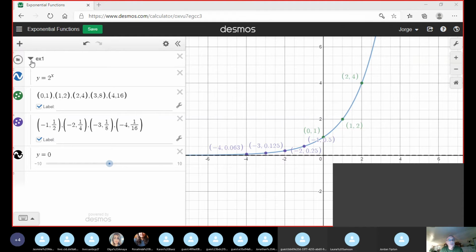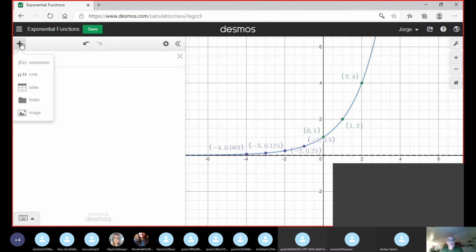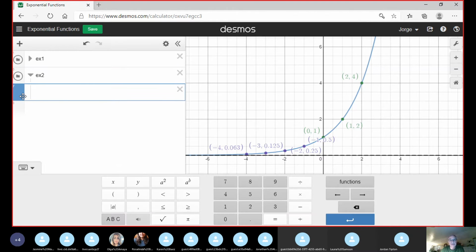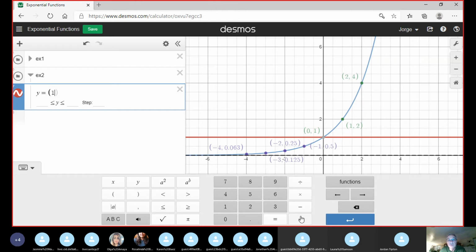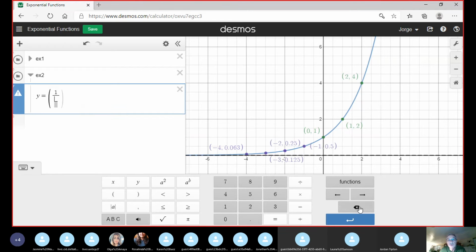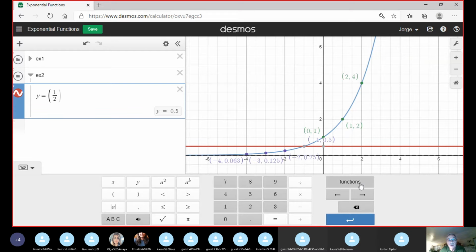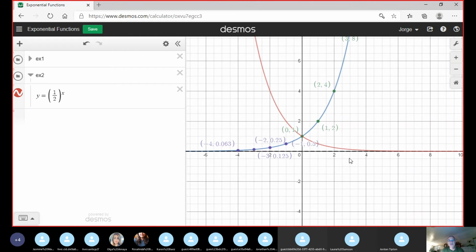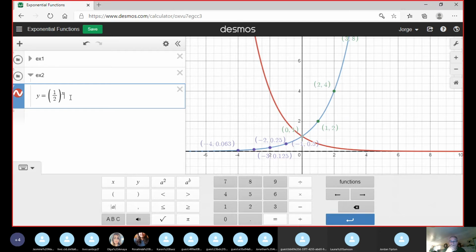Entonces I want to call example. Well, let me create a new folder. It's example 2. And this example 2 is y equal, open the parentheses. Inside the parentheses, I put the base, which is 1/2. 1 divided by 2. And raised to the x power, exponent x. Boom. Look at the red color. In the red color, the thing that we are doing is a reflection. Reflection about the y-axis.